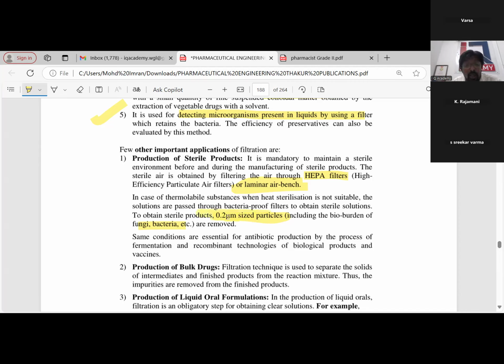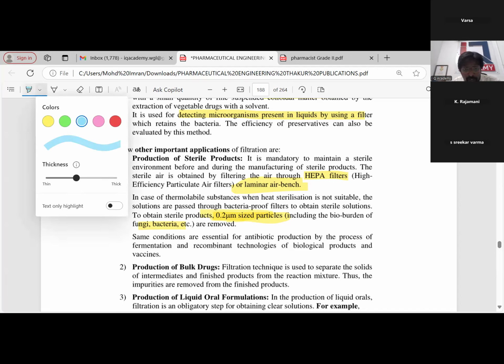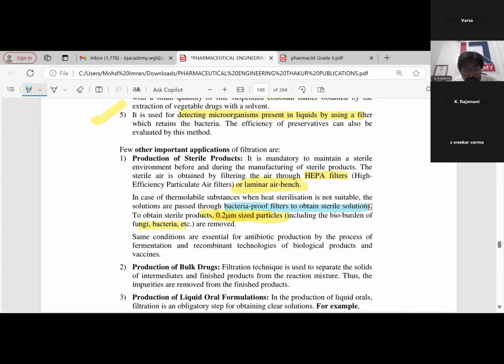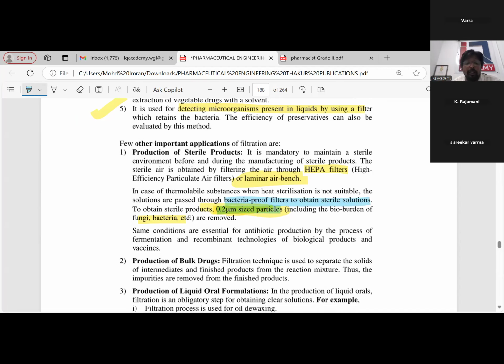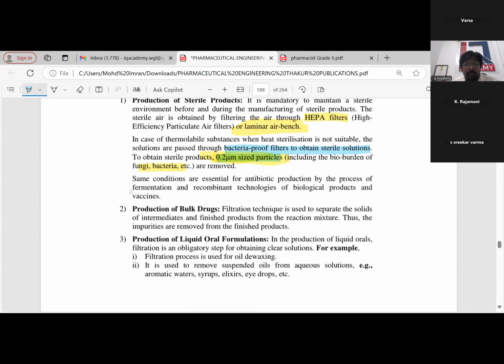Please note it down. I don't know whether you're following or not. Please note it down: a 0.2 micrometer size can filter bacteria. See, bacterial proof filters, how is it possible? The pore size should be 0.2 micrometer. So that's the next important thing.